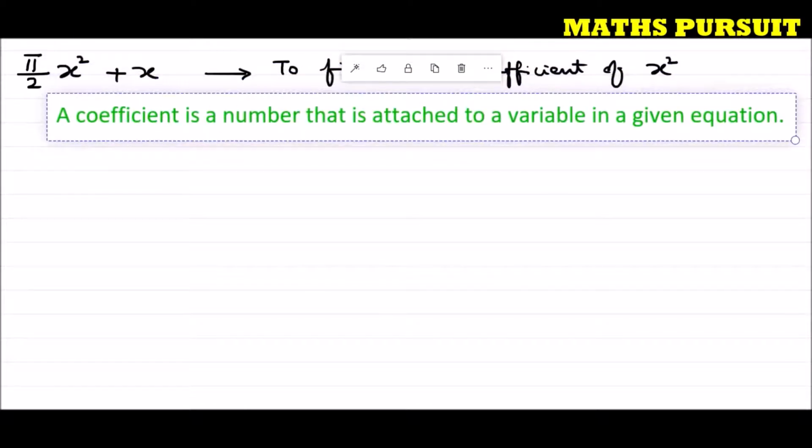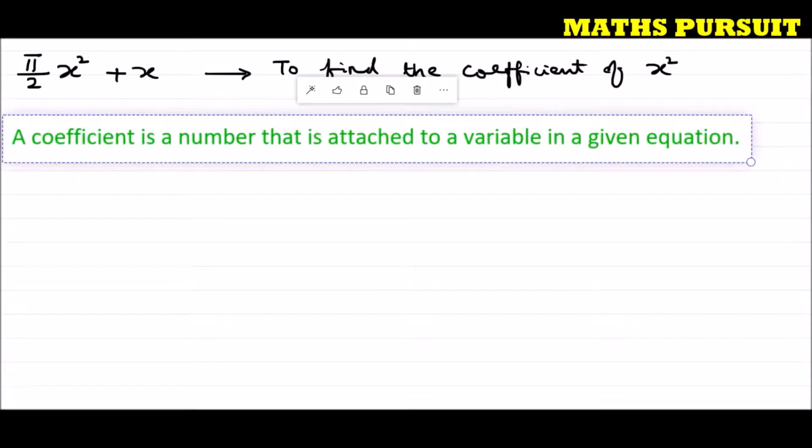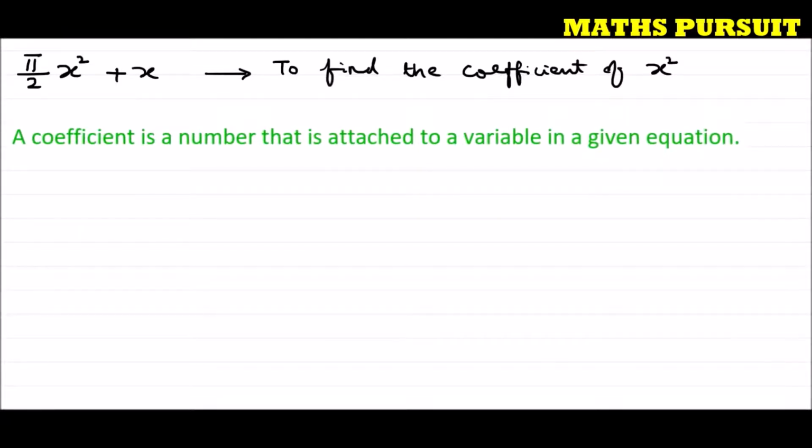If you look here onto the screen, I have posted the definition of coefficient. What does it mean by coefficient? A coefficient is a number that is attached to a variable in a given equation. A coefficient is a number. It could be any number which is attached to a variable in a given equation.